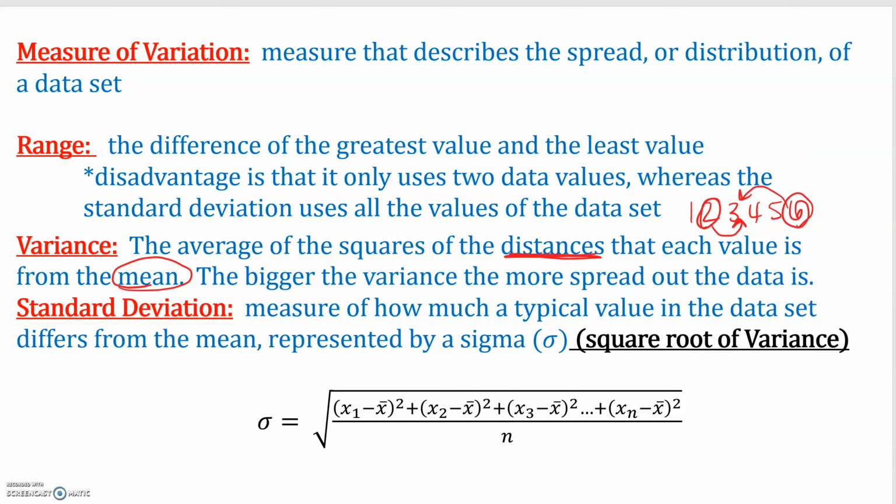And our standard deviation is a measure of how much a typical value in the data set differs from the mean. So if I picked any value, how far it would be from the mean. That's the typical range.